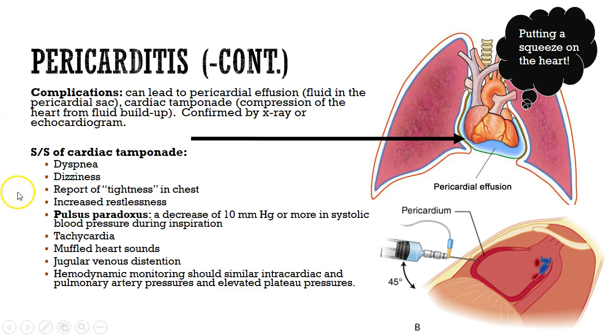Signs and symptoms of cardiac tamponade: difficulty breathing, dizziness, feeling a tightness in the chest, increased restlessness, pulsus paradoxus, which is a decrease of 10 millimeters of mercury or more in the systolic blood pressure during inspiration, tachycardia, muffled heart sounds, again because the heart is kind of swimming around in a sac full of fluid, so the heart sounds are going to be muffled, jugular vein distension, and monitoring should be done to watch for arterial pressure.